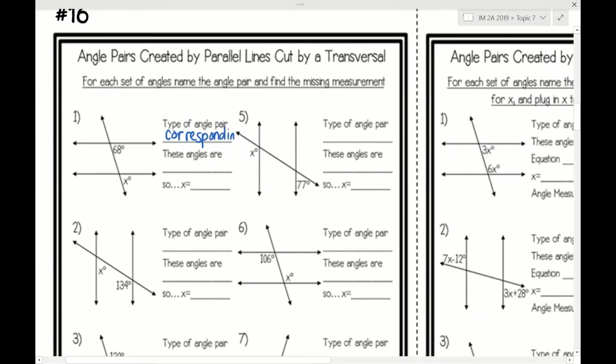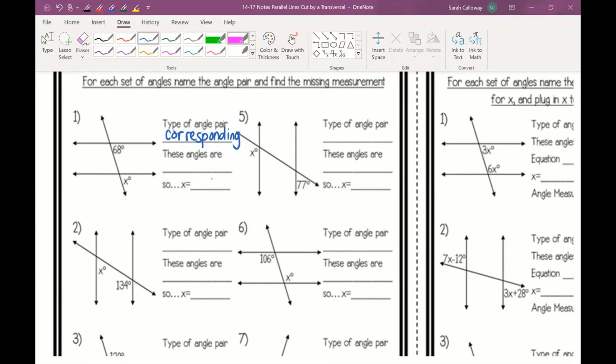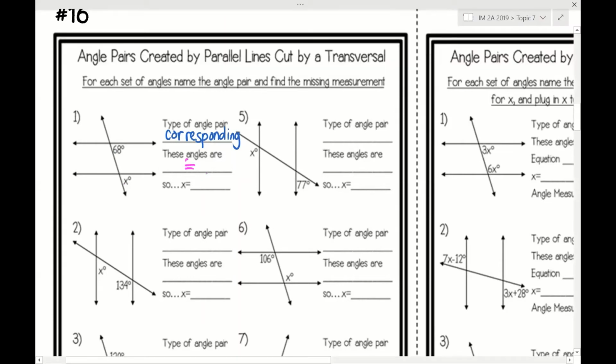We gotta kind of squeeze in here. This is a little bit small to write on. Corresponding angles are congruent angles. I'm just going to use the symbol of congruent for brevity here. So these angles are congruent. And what that means is that they have the same measure. So if the angle is 68 degrees and its corresponding angle is x, that means x must equal 68. Notice I don't have to put the degree there because the degree is already there next to the x for that angle.